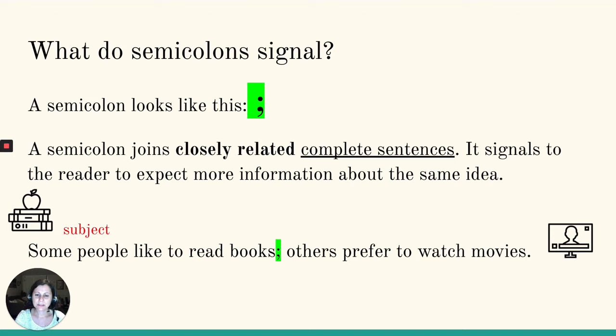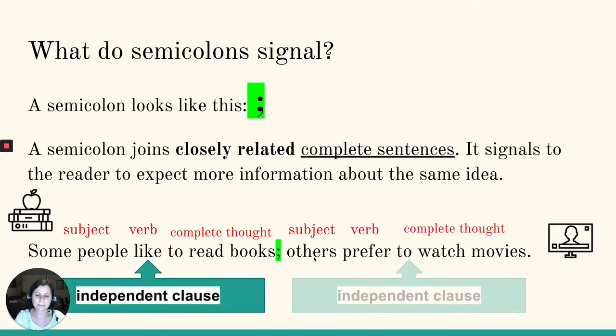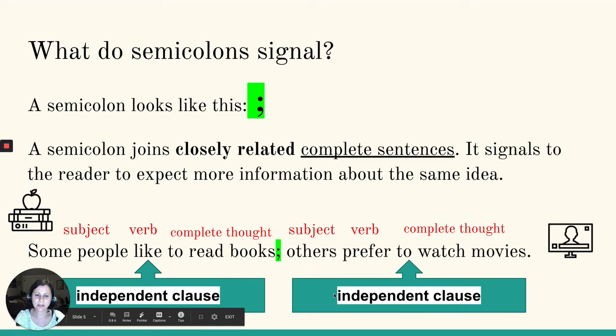Some people like to read books. This is one sentence. Some people is my subject. Like is a verb. To read books is a complete thought. And then I have my semicolon and then another complete sentence. Others prefer to watch movies. This is a subject, this is the verb, and this is the complete thought. So I have two independent clauses, which means they are complete sentences, but I joined them with a semicolon because they're closely related. Some people like to read books; others prefer to watch movies. The reader expects more information about the same idea.